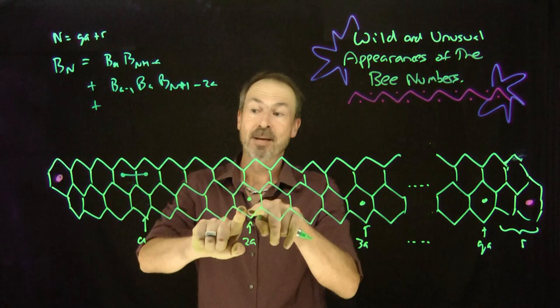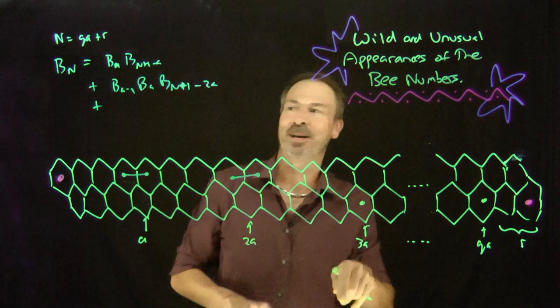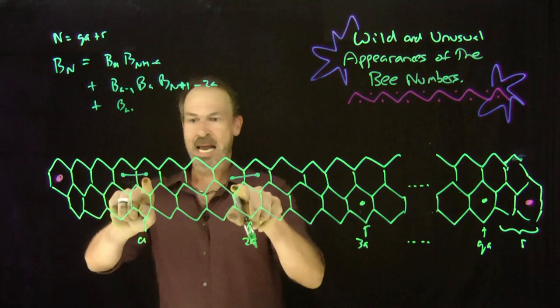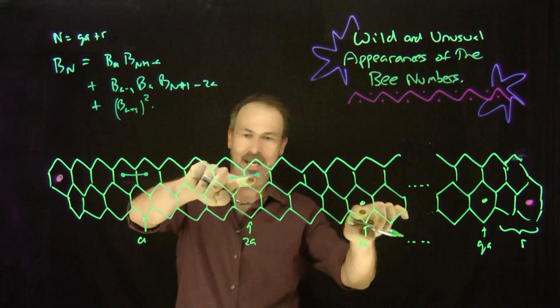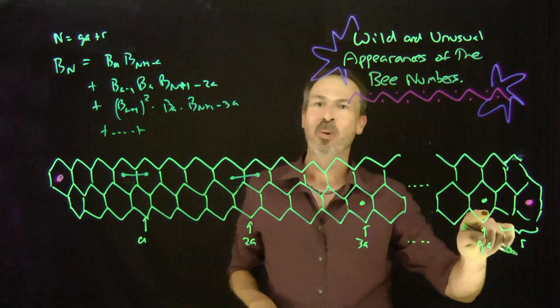All right, let's do that. Plus all the ones that go from here to here, then here to here, then here to there. Let's go through 3A and then we'll also avoid 3A. Going through 3A, I've got B_{A-1} ways there, another B_{A-1} ways there, that's two of them, and B_A ways there, times the rest of the ways, which would be B_{N+1-3A} this time. And we'll keep on going all the way along up to the Qth A cell.